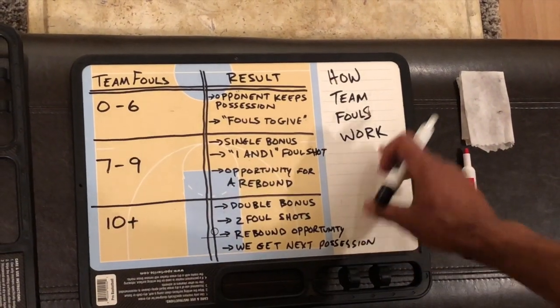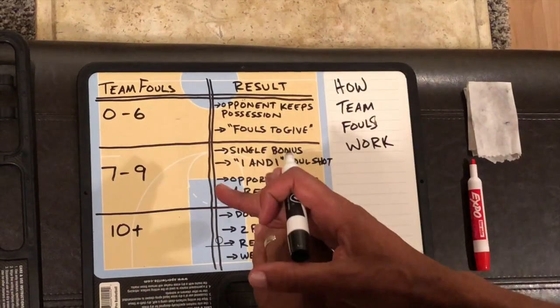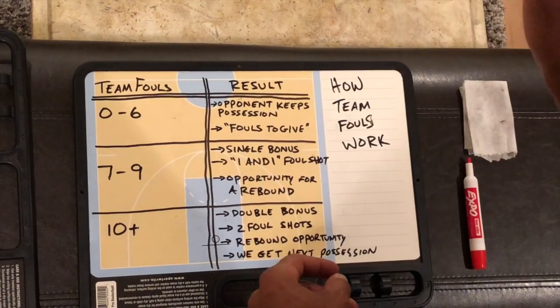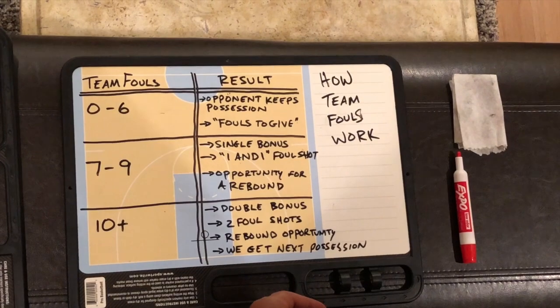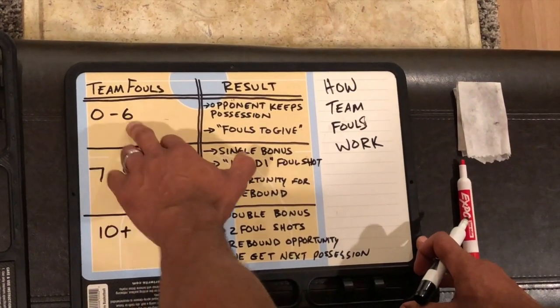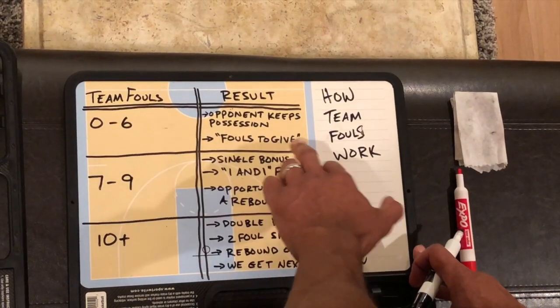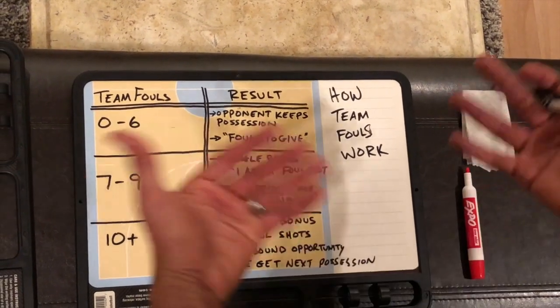So here's how team fouls work. When a foul happens, it's a personal foul on the player, and it also counts as a team foul, which are the cumulative fouls for the team. If the team has 0 to 6 team fouls, the opponent keeps possession on those. These are also called fouls to give.